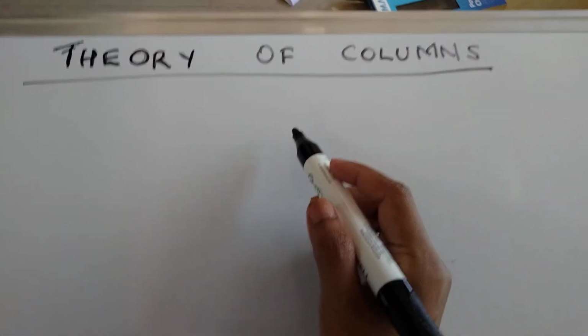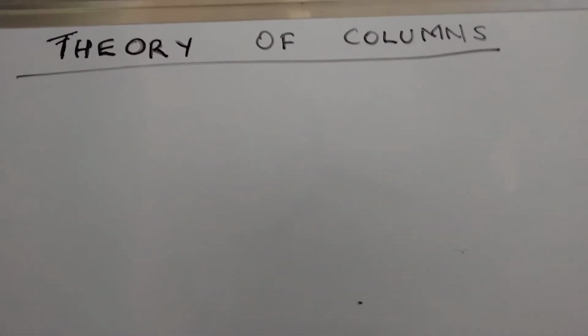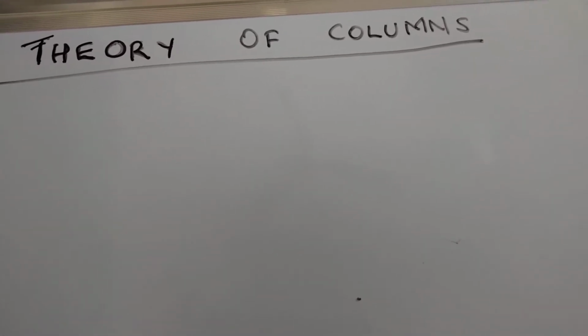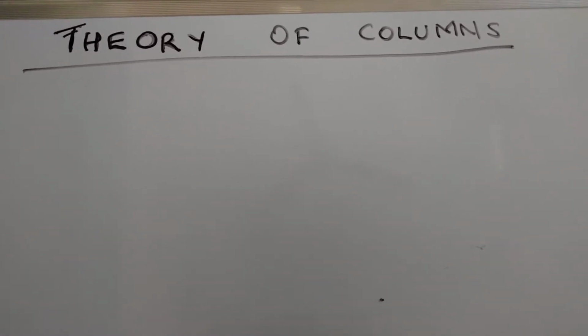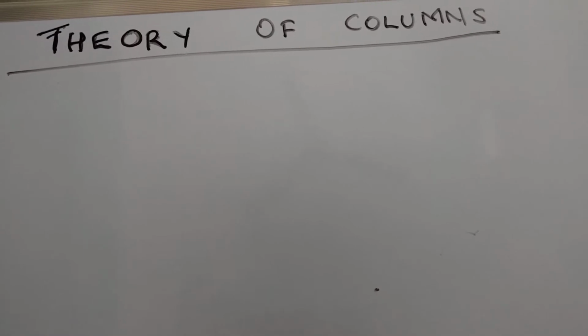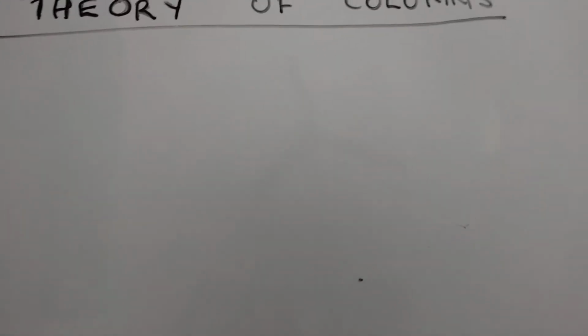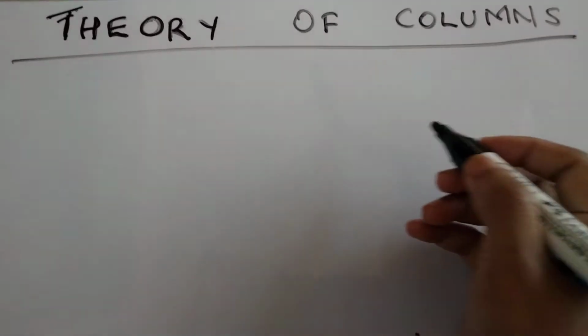Students, now we'll see the next portion in the fifth module, that is theory of columns. As you all know, a column is a vertical structural member subjected to compressive loads. When the load is applied along the axis of the column, it is known as axial load.